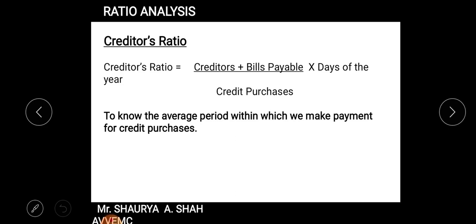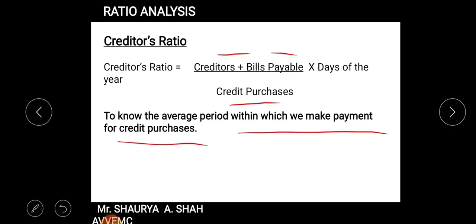What is the formula for that? It is creditors plus bills payable divided by credit purchases. In that we saw it was debtors plus bills receivable divided by credit sales. Here it is exactly opposite. Creditors plus bills payable divided by credit purchases into total days of the year, again 360 or 365. What is the main purpose? To know the average period within which we make the payment for credit purchases.